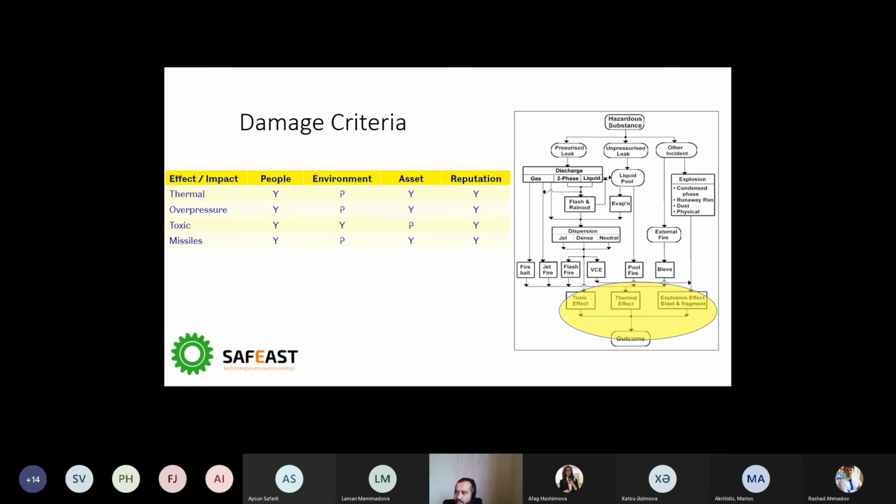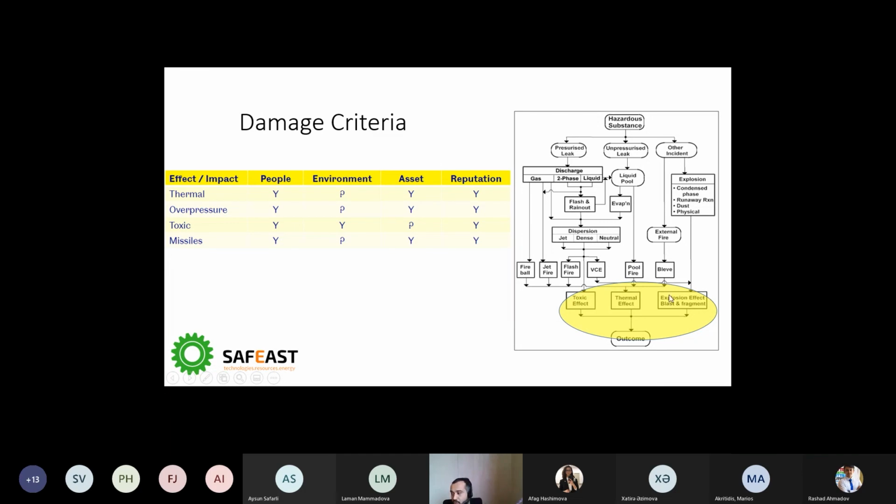And I will do a very quick overview of maybe 5 to 10 minutes on the damage criteria. So as you see, we moved from hazardous substance. We identified our pressure leak, unpressurized leak, other incidents, like source term modeling, like discharge rate, etc. Then flash evaporation, then dispersion calculation, to understand what will be the extent of the cloud. Then different fire models, like fireball, jet fire, flash fire, what we call explosion, pool fire, BLEVE.